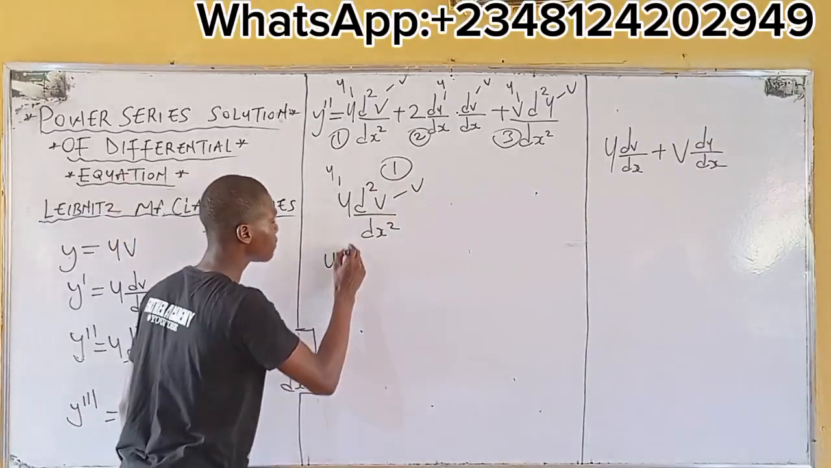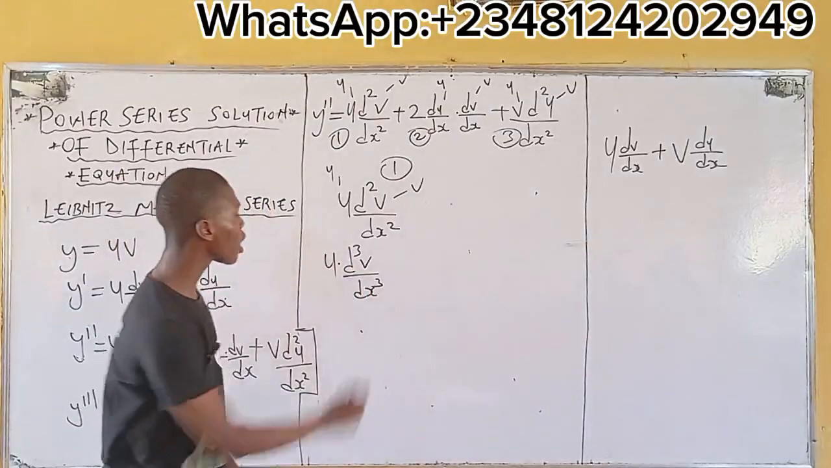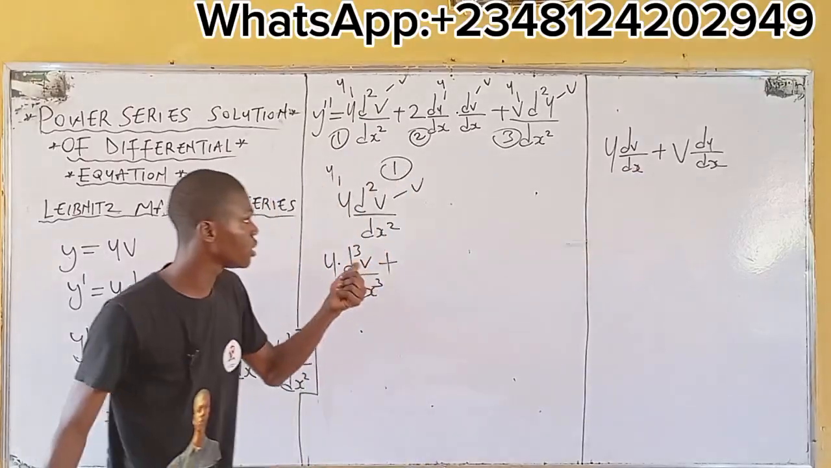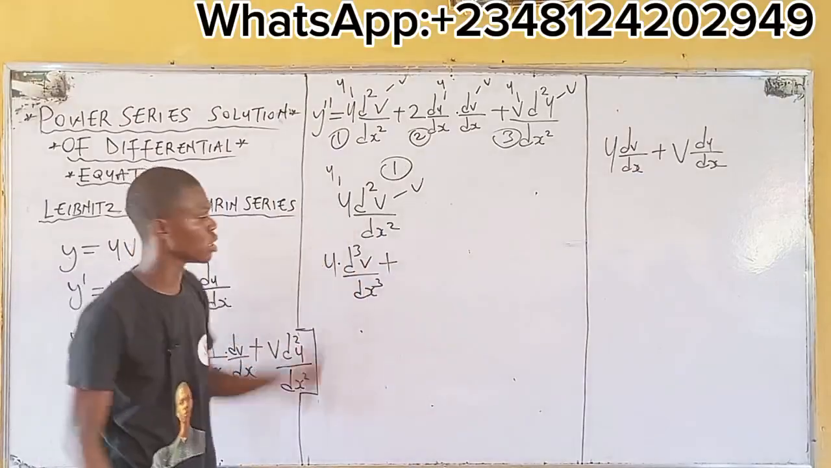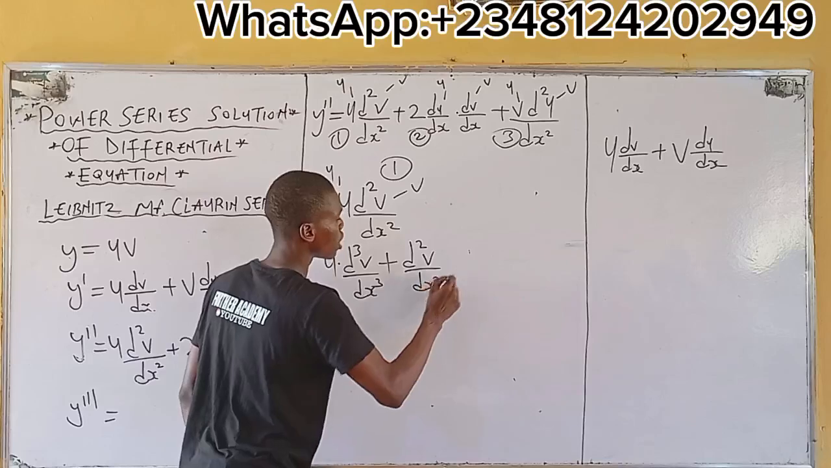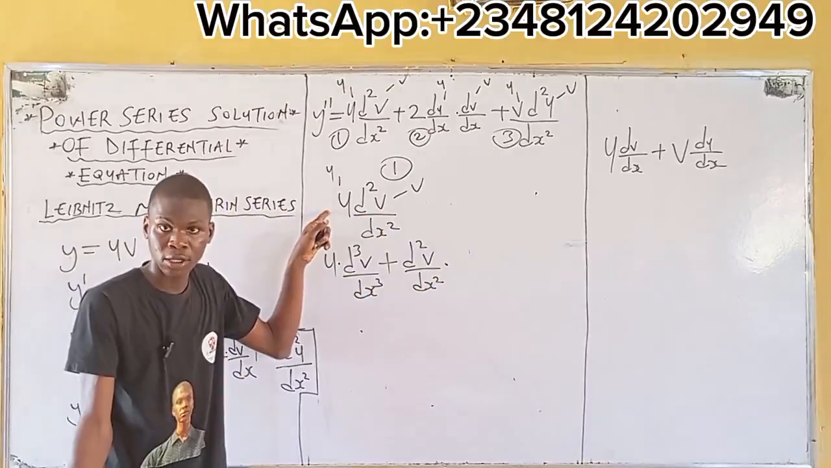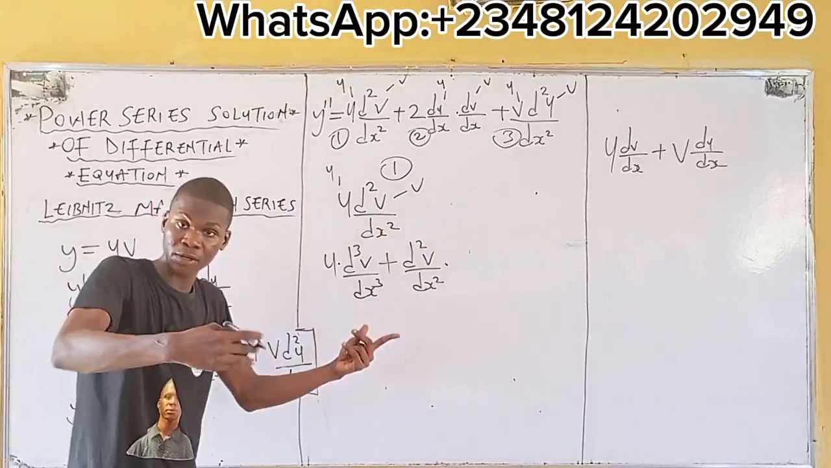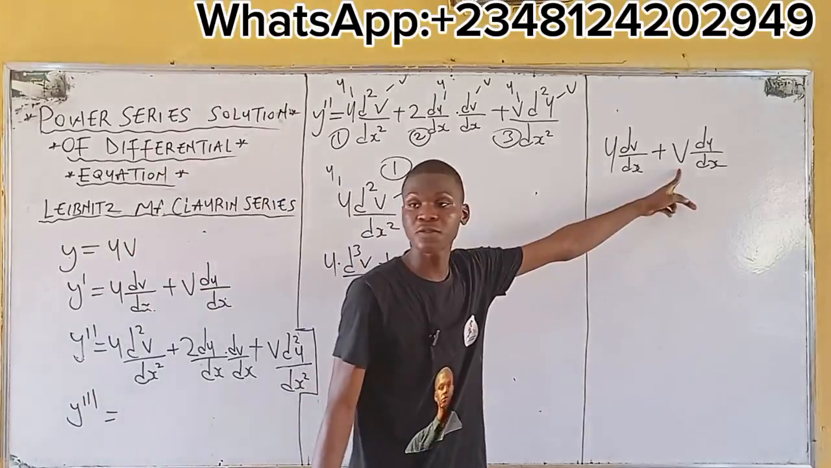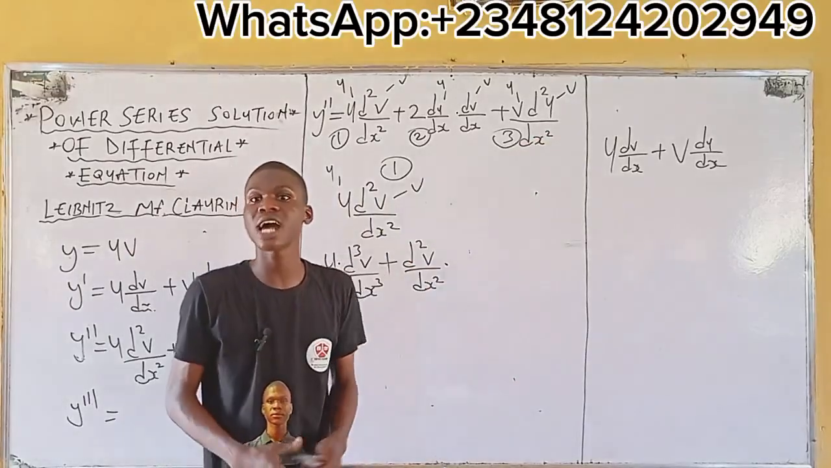What do you have? We have d³v over dx³ plus, following product rule, the next thing I see is v. What's your v? Plus d²v over dx² multiplying the du/dx. If this is u, the derivative is du/dx. From product rule, we've substituted our v, right? The next one is du/dx, meaning the derivative of u.